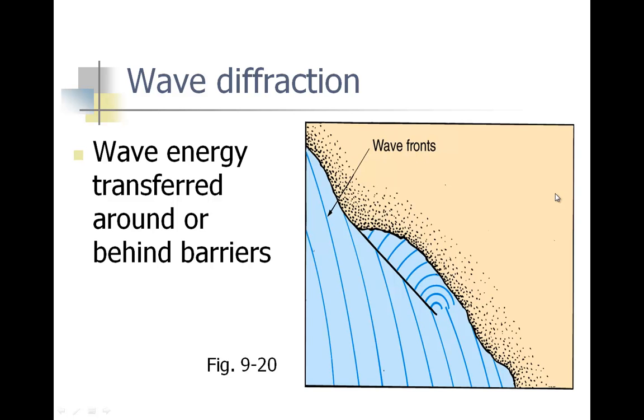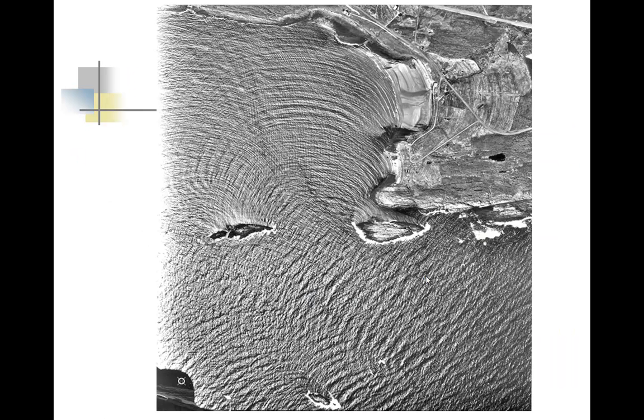You have diffraction also, where the wave comes in and hits something that sticks out, and this could be rock or a man-made jetty. What happens is it bends out. So any kind of barrier to a wave transfers the energy around and back in, and you can see it diffracts, it changes direction. A real good example is this picture.